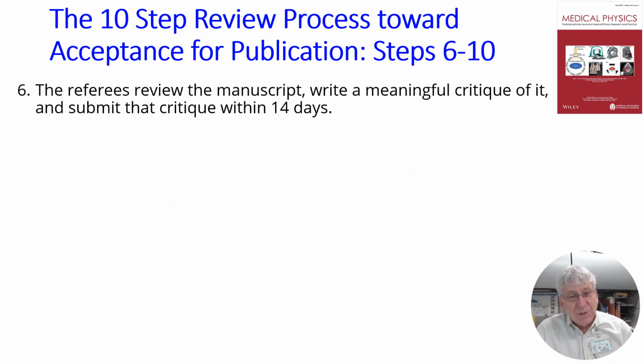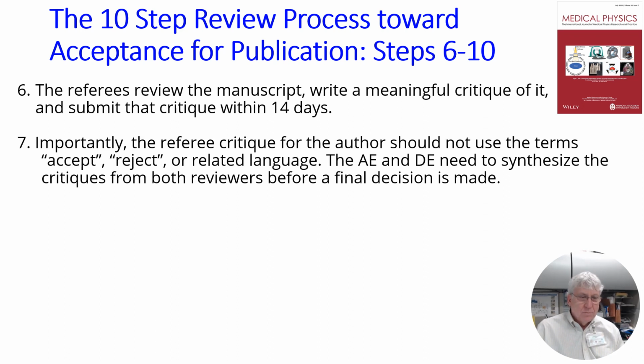So steps 6 through 10 of the review process: the referees review the manuscript and write a meaningful critique of it, and ideally submit that within 2 weeks. The referee critique for the author should not use the terms accept and reject, because the referee doesn't determine that. That's determined at the highest level. The AE and DE need to synthesize the critiques from both the reviewers and make a final decision.